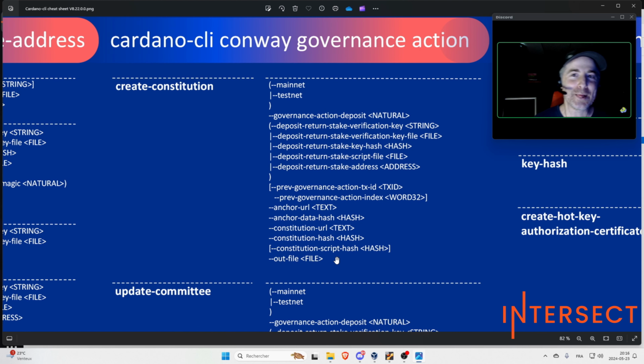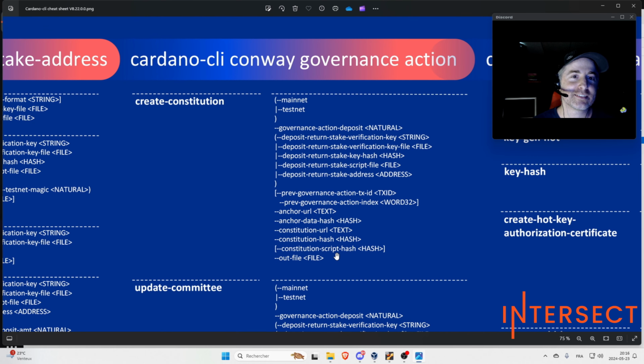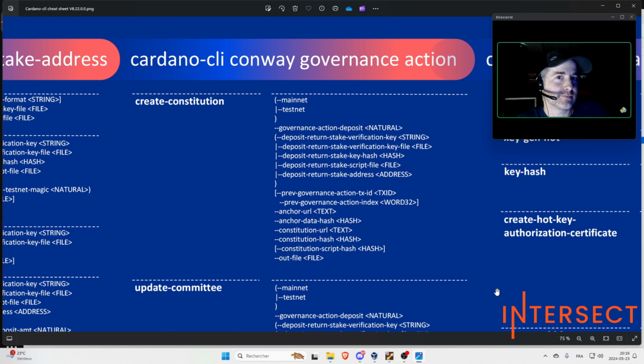Mm-hmm. Yeah. But that kind of makes sense, though, right? If you have guardrails built into the Constitution, it kind of makes sense that in order to change those guardrails, you've got to change the Constitution. You can't do it through a different action. Yes, if you want to go past those guardrails, it could actually happen, right?